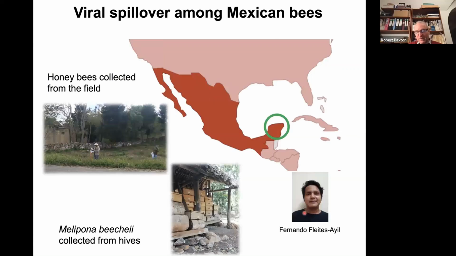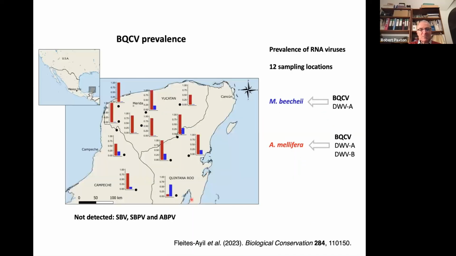Fernando Fleitas, a PhD student currently with me, has been working on this problem. He collected honeybees from field sites, and from the same field sites he collected Melipona bees from boxes, then tested them for virus. And what we find in terms of black queen cell virus is that it's everywhere in the honeybees. These are Africanized honeybees in red. In blue, it's also found in Melipona beecheii at the same sites where it's found in honeybees. Not always, but quite often. Much more abundant, much more prevalent in honeybees.